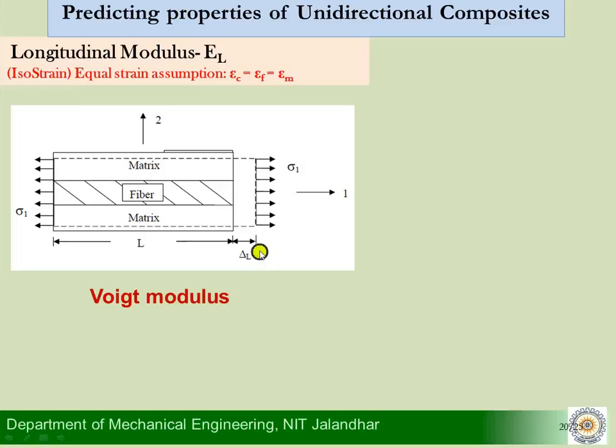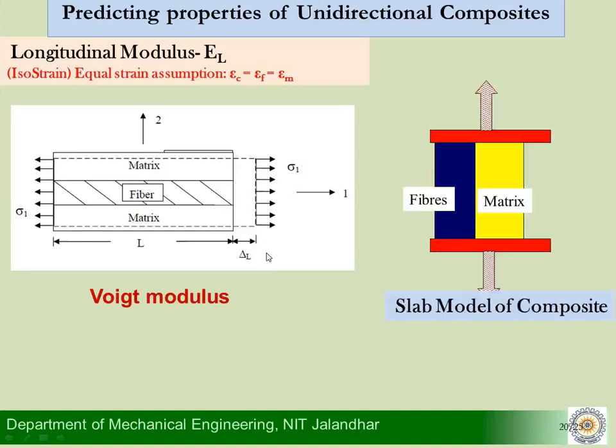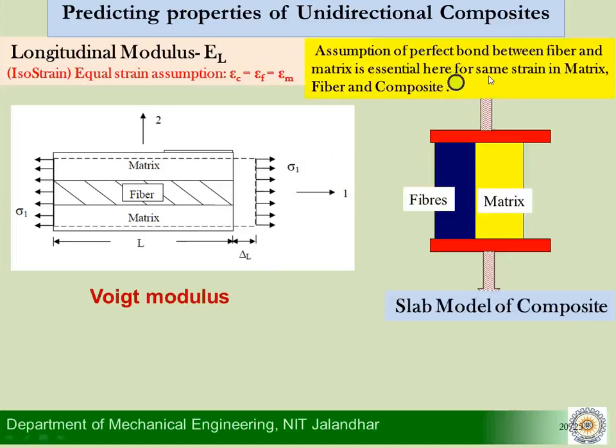a change in length delta L, and that is where what I was referring to, that we are assuming that there is a perfect bonding between the fiber and the matrix. That is the only assumption which tells me that both of them will get elongated by the same amount. If there is an imperfect bonding, this equal strain assumption will not hold good. Then we cannot say that the strain produced is the same. So that's where we say the assumption of perfect bond between the fiber and the matrix is essential here, so that we can then talk about the same strain in the matrix, fiber, and the composite material.